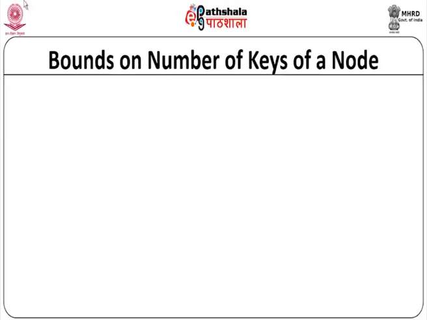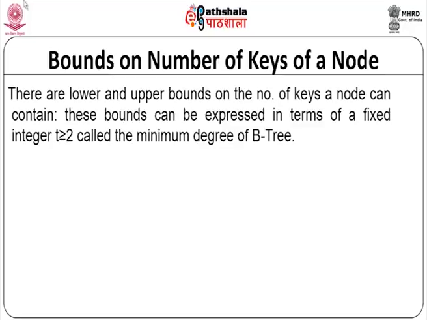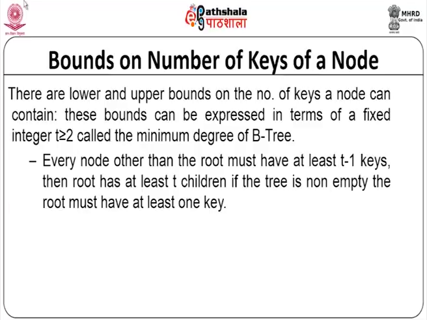Now let us look at the bounds on the number of keys of a node. There are lower and upper bounds on the number of keys a node can contain. These bounds can be expressed in terms of a fixed number t greater than or equal to 2, called the minimum degree of the B tree. So, every node other than the root must have at least t minus 1 keys. The root has at least 2 children. If the tree is non-empty, the root must have at least 1 key.